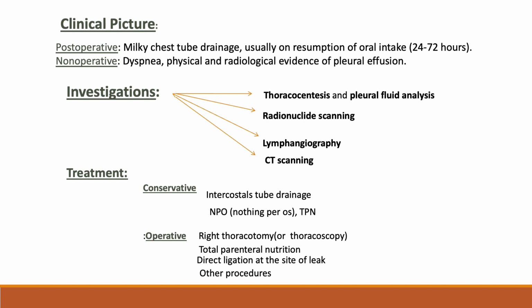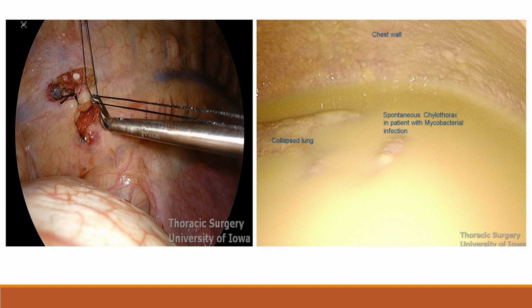In the failure of the previous measures, we can do right thoracotomy or thoracoscopy to do direct ligation or mass ligation of the thoracic duct just above the diaphragm. Sometimes we can help to determine the place of the thoracic duct with administration of cream prior to the operation to be able to visualize the thoracic duct. And also in some centers, with high output, they can go straight to surgery because these patients will be immunocompromised. As you can see, this is the mass ligation of the thoracic duct.